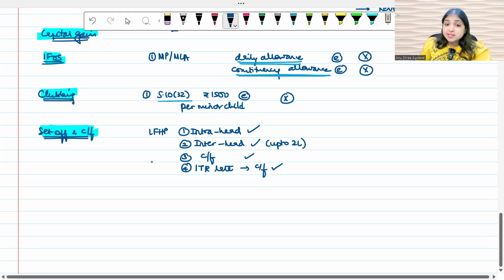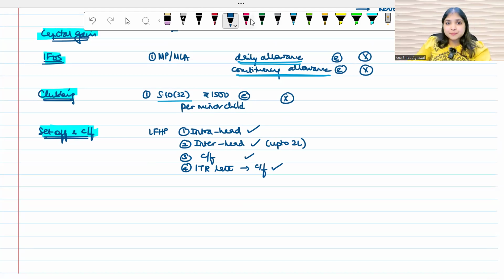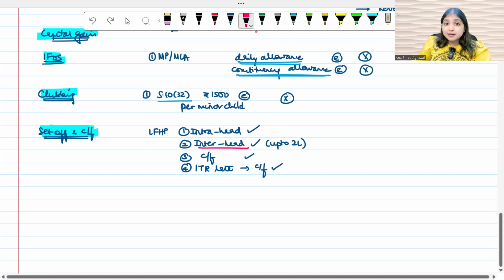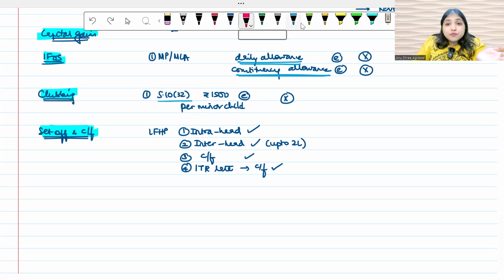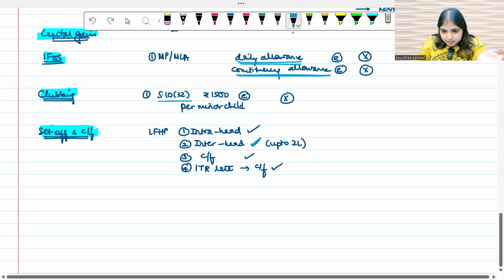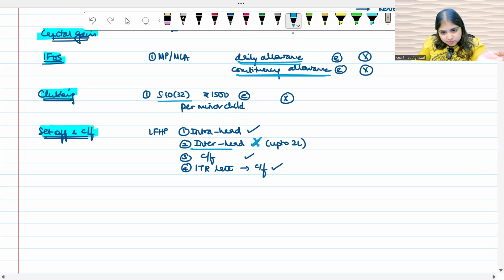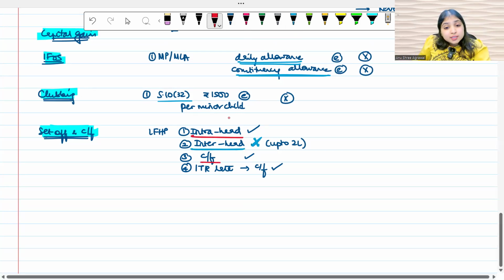But if your assessee is following 115BAC, intra-head, yes, you can do it. Inter-head, you can't do it. Under the normal provisions, you can do inter-head, but maximum 2 lakhs, right? If you're following 115BAC, it is inter-head adjustment which you can't do. See, you can still do intra-head. You can still carry forward the loss. Even if you file the ITR late, you can still carry forward the loss.